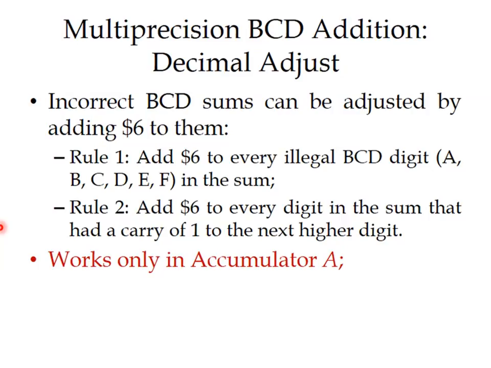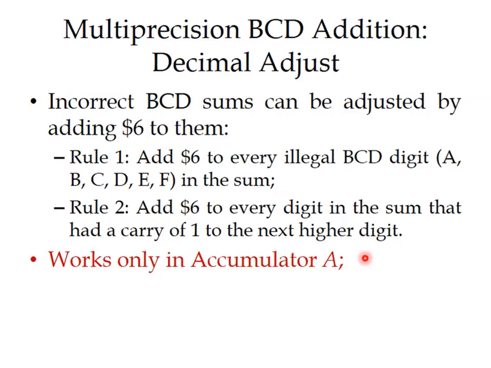Rule number 2, we add 6 also to every digit in the sum that had a carry of 1 to the next higher digit. We'll show you some examples, then you'll know exactly how to do it. We also want to make sure that decimal adjust only works for accumulator A. We don't have any decimal adjust for accumulator B. So anytime you have to do the decimal adjust, you will always be using accumulator A.